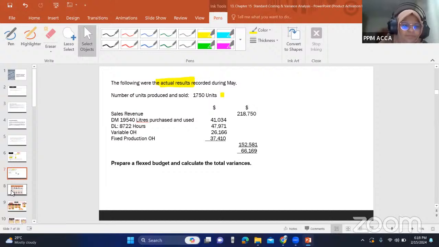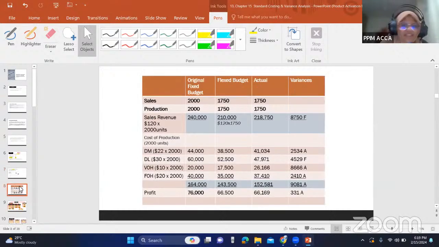It's saying prepare a flexed budget and calculate the total variances. Variance analysis actually starts off with the flexed budget only. I think I explained this in the first session, but I will go through this once more. Now, original fixed budget. This is what we planned right at the beginning.